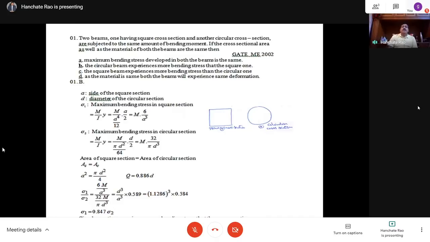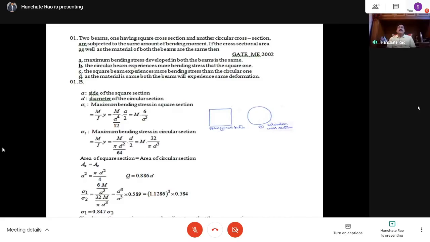Some of the questions which have appeared in previous mechanical GATE examinations, we'll also try to look at. So the first question is, two beams, one having square cross section and another circular cross section, are subjected to the same amount of bending moment. One beam has a square cross section, the other beam has a circular cross section. They are subjected to the same amount of bending moment.